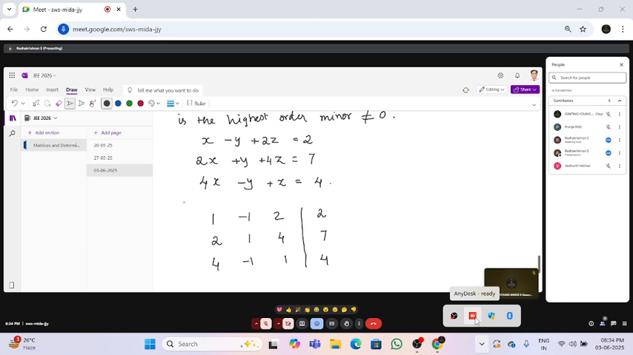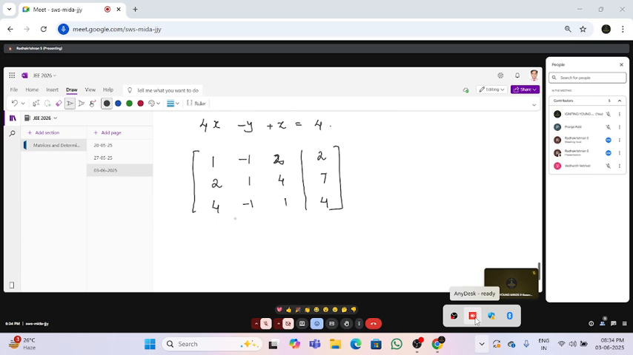Okay. So we write like this. This matrix 1, minus 1, 2 is called the coefficient matrix. This whole bigger matrix is called the augmented matrix. You augment it with the right hand side values, then this becomes an augmented matrix.